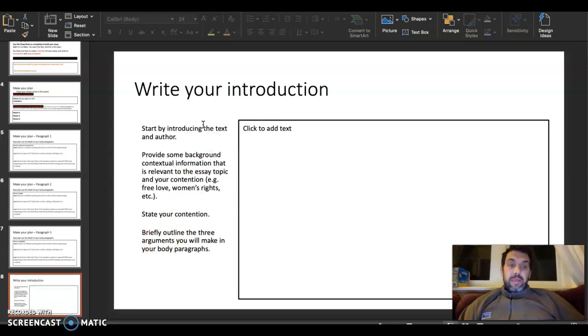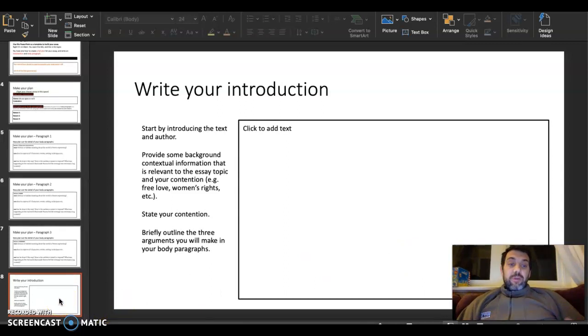Your introduction will be based on the 3 paragraphs that you already have planned. We start by introducing the text and the author, an opening sentence that just sets it up. The second sentence should provide some background contextual information that is relevant to the essay topic and contention. Your contention is stated next. Then briefly outline the 3 arguments that you will be making in the body paragraphs. So that's your 3 reasons. You will be stating those again. That's it. That's your introduction ready to go.